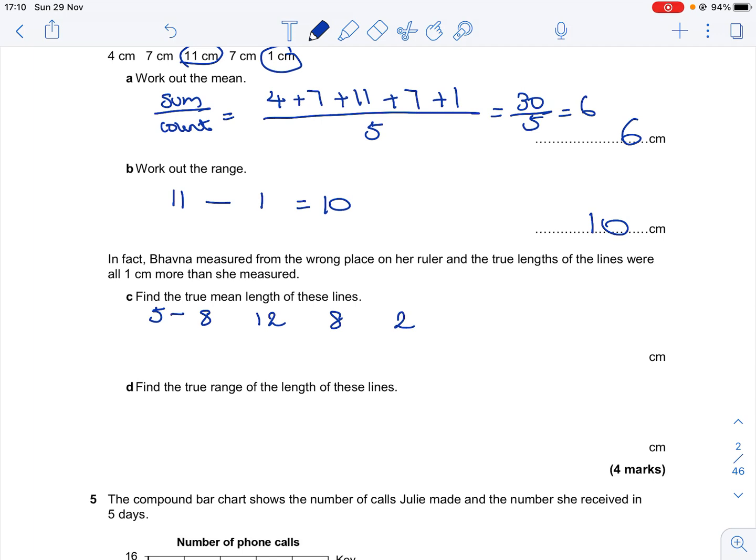Again, we need to add them, which gives us the sum, and divide it by the count. So this gives us, work out the mean. So 5 plus 8 is 13, and 13 plus 12 is 25. 25 plus 8 is 33. 33 plus 2 is 35, and divide by 5 equals 7 centimeters.